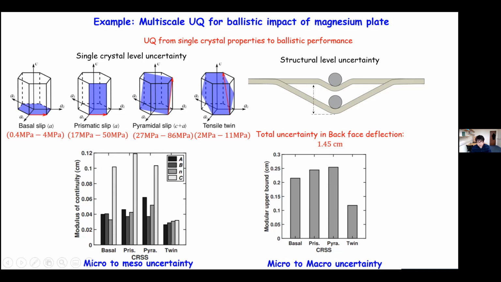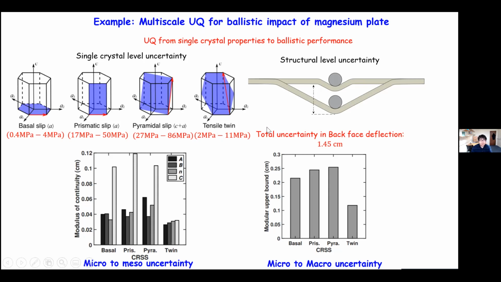And then we can pass this meso to macro, and then combine them, we can get a micro to macro uncertainty. So this graph shows how the microscale uncertainties would affect the backface deflection of the plate. And it also shows how the uncertainty on each slip or twin system would contribute to the total backface deflection. And so that is the power of this modulus of continuity approach, where you can really break down the subsystem contribution to the total uncertainty in the macro scale. All right.